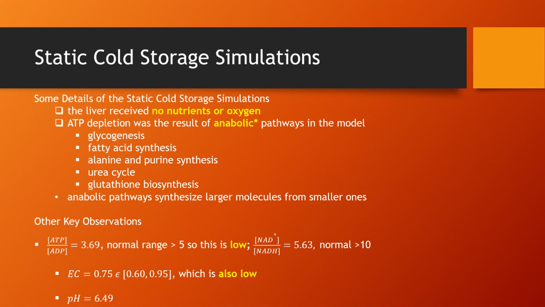Some of the key details associated with the static cold storage simulations include the fact that the liver received no nutrients or oxygen, so there was no ATP generation, and ATP depletion was the result of the anabolic pathways in the model, which are listed below. Other key observations include the fact that the concentration of ATP over ADP fell below the normal range, and the energy charge was also low.